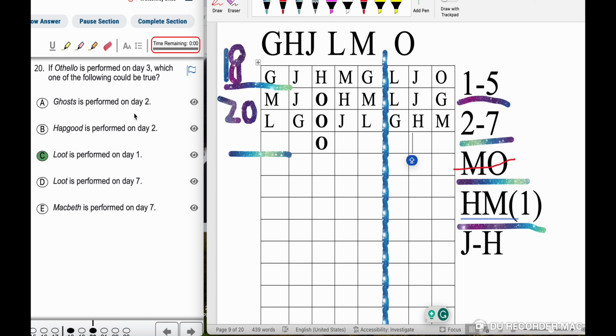So for question 20, it says that G is performed on day 2. That could be true. So we can go ahead and leave that. It says H is performed on day 2. We don't see that. L is performed on day 1. That could be true. L is performed on day 7. We don't see that. M is performed on day 7. We do see that. So it's between these 2 that we don't see.